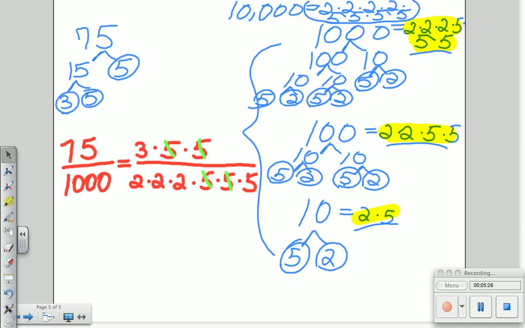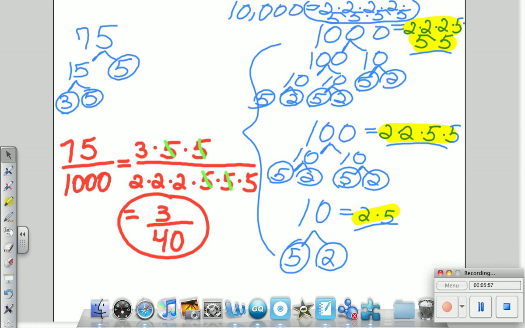So the reduction of this, if you wanted to reduce it, would be 3 over, let's see, 2 times 2 is 4, times 2 is 8, times 5 is 40. 3 over 40. So when you reduce everything, it is 3 over 40. And I just used the prime factorization method there to show that.